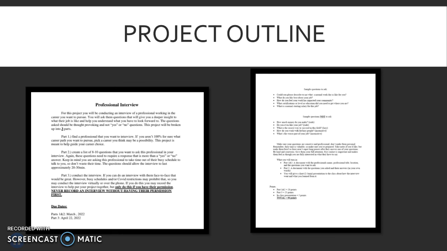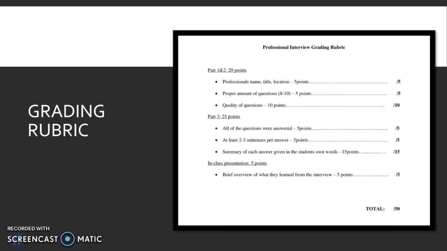And then towards the bottom here, I gave them some more specifics on what was actually going to be turned in, a document, which part 1 and 2 was a document with certain things, and part 3 was a different document with certain things. So I broke that down as well. And then the bottom part gave the point values for each part of the project, and then their total points for the project itself. This was a grading rubric I created for the project.